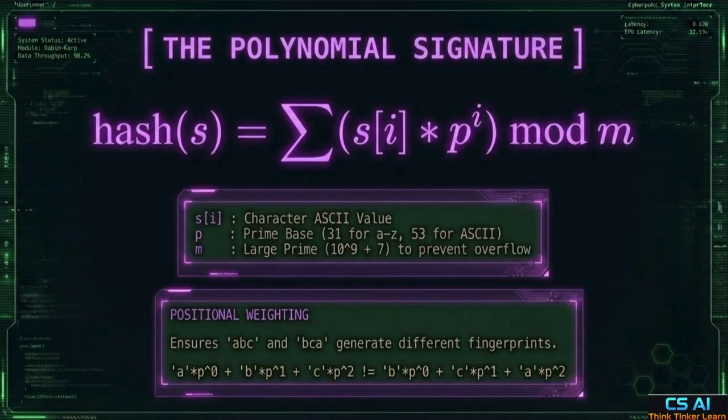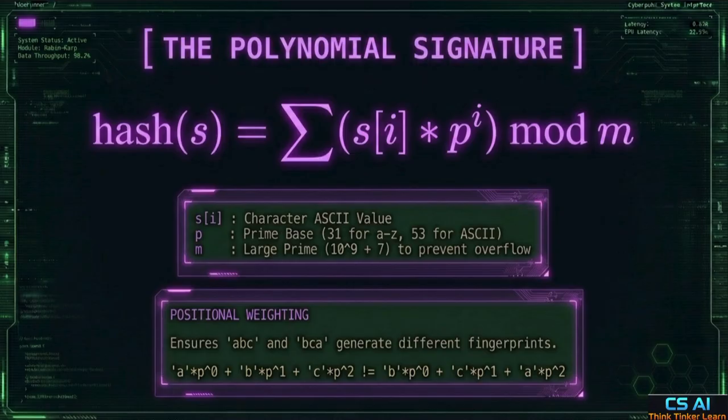How do we generate a signature that is unique enough to trust? We use the polynomial signature. The formula looks intimidating, but it's just math. It's a summation of S_i times p raised to the power i, mod m. We use a prime base, p, usually 31 for lowercase letters or 53 for ASCII, and we multiply each character by an increasing power of that prime. This creates positional weighting. It ensures that ABC and BCA generate different fingerprints, even though they contain the same letters.